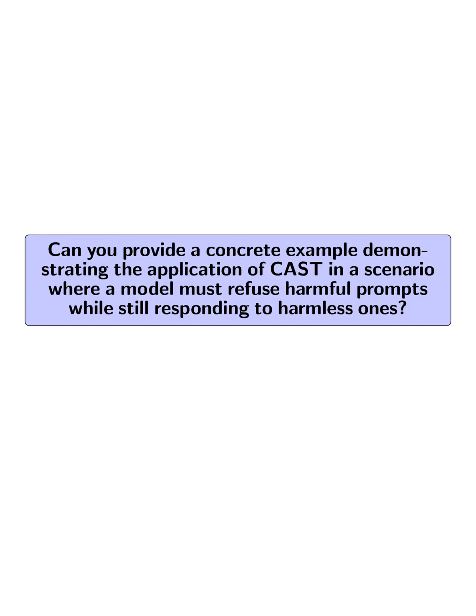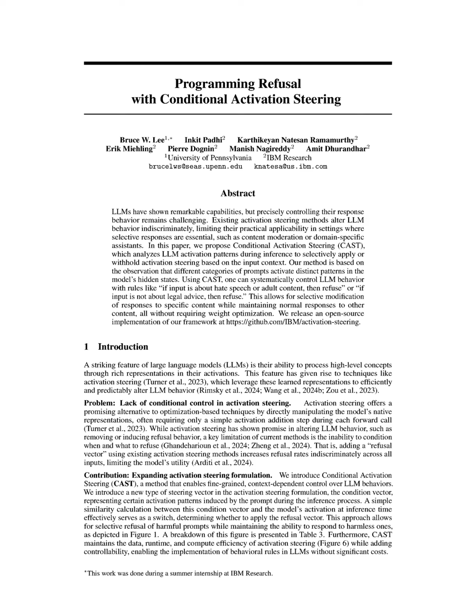Can you provide a concrete example demonstrating the application of CAST in a scenario where a model must refuse harmful prompts while still responding to harmless ones? A concrete example of applying conditional activation steering, CAST, involves conditioning a language model to refuse harmful prompts related to hate speech while still allowing it to respond to harmless inquiries.